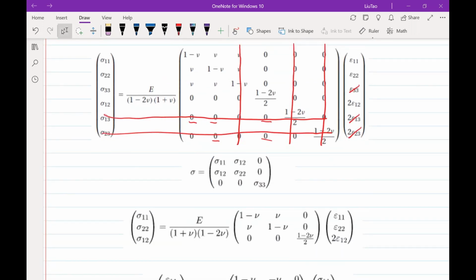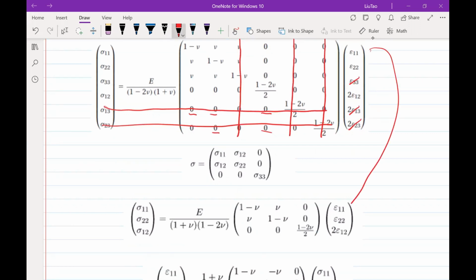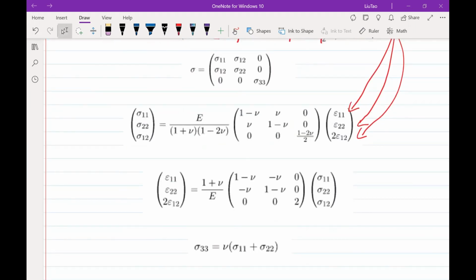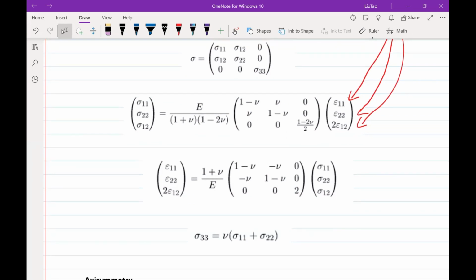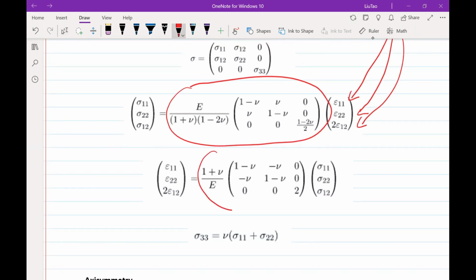So if we move the strain below, we will get a new material matrix for plane strain. And we can also find the inverse matrix for this matrix, and it has this form. So given stress, we can find strain.